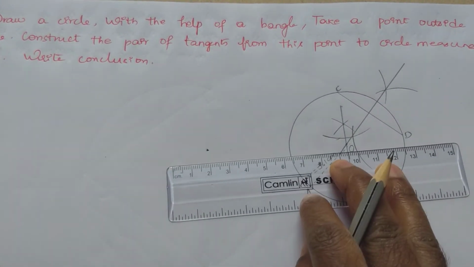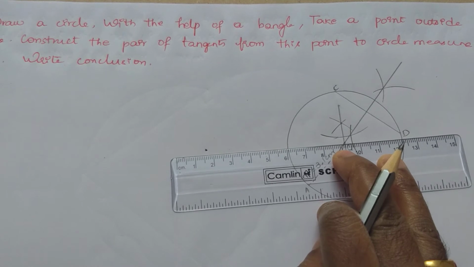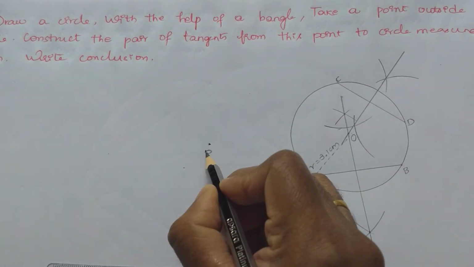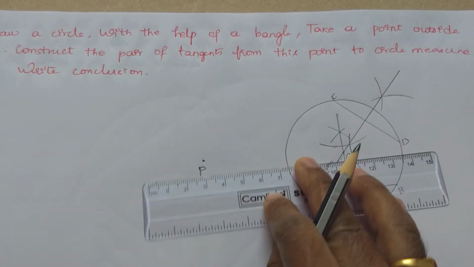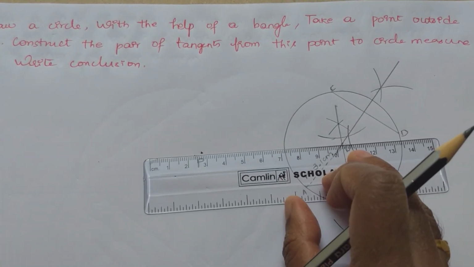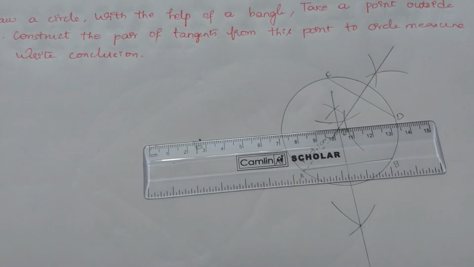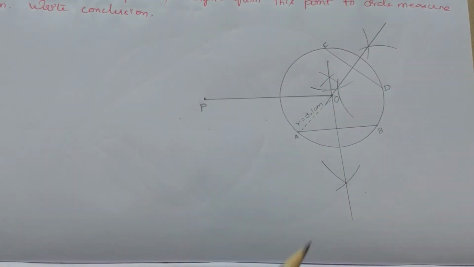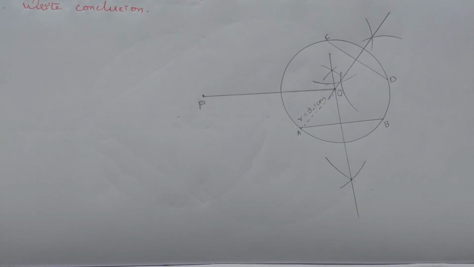So in the next step, what will I do? I will just join these two. Let us name this point as P. Let me join OP. Just draw a line joining these 2 points. Yes, I have just drawn a line joining these 2 points P and O.